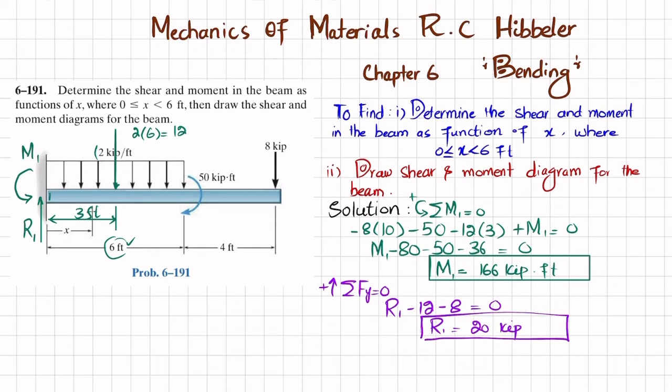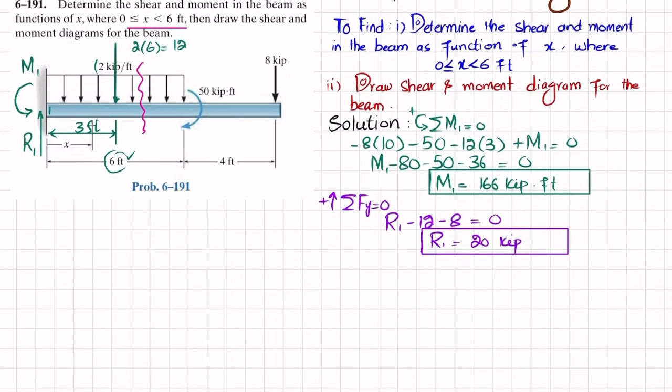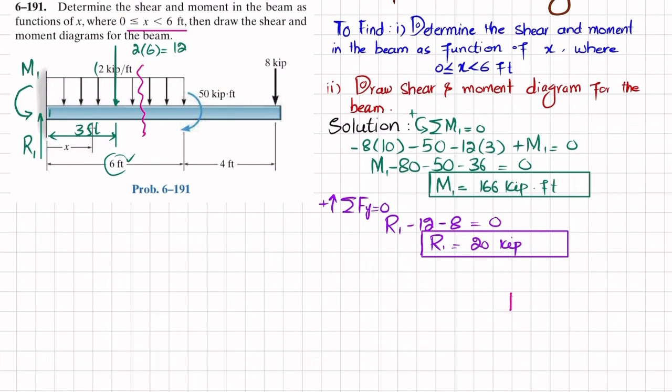Now you have R1 and moment M1. So what we will do is section this beam in the range of x greater than or equal to 0 and less than 6 feet, and draw the free body diagram. If I draw it over here, let this be the beam. This is point 1 where we have a reaction force R1.